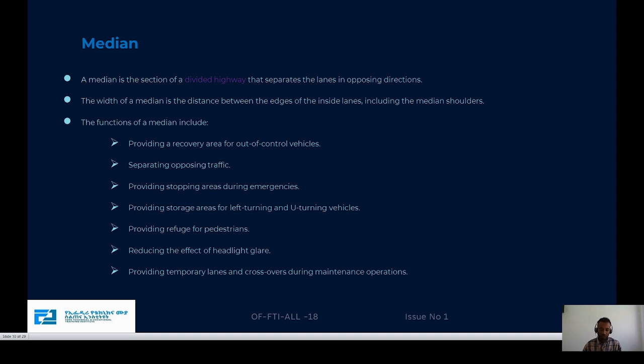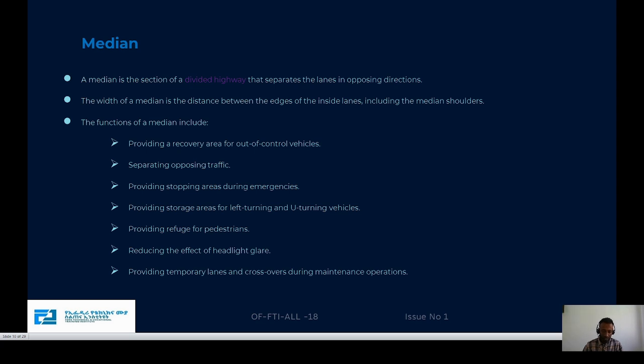So the U-turning or left turning vehicles will use the median, and not be placed on the carriageway. And also it provides a refuge for pedestrians, for walking and for recreation purposes. The median is also used to reduce the effect of headlight glare, which is very important at night.